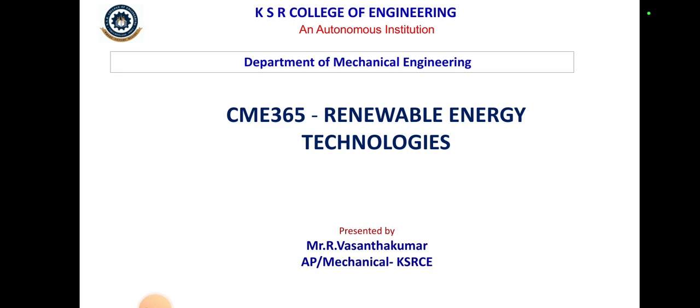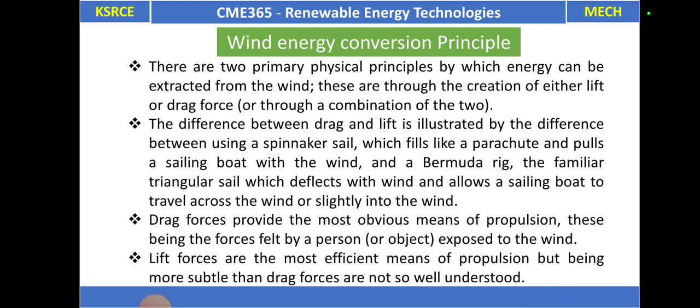Now we discuss wind energy conversion systems. Wind energy can be extracted from lift force alone, drag force alone, or a combination of lift and drag forces. The lift force acts perpendicular to the airflow direction and the drag force acts parallel to the wind direction.